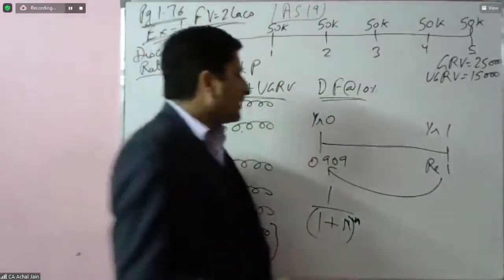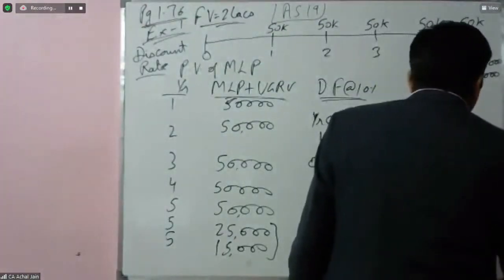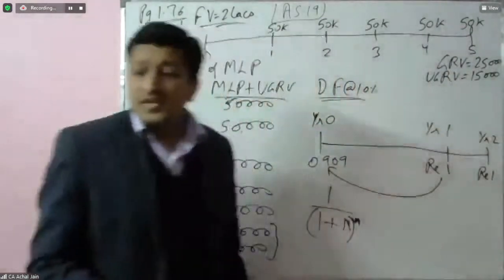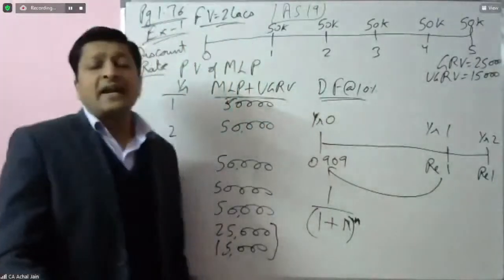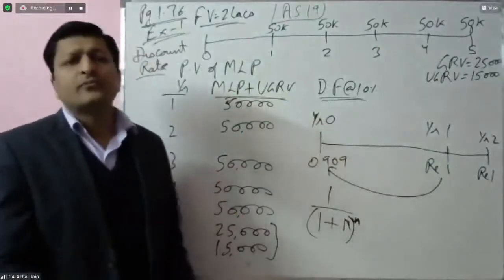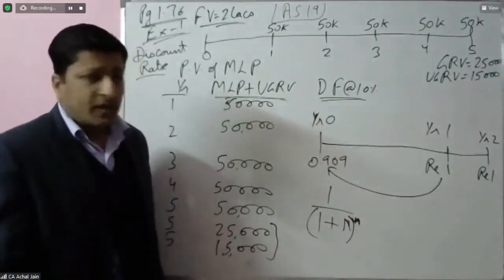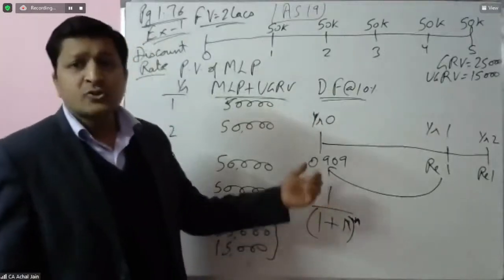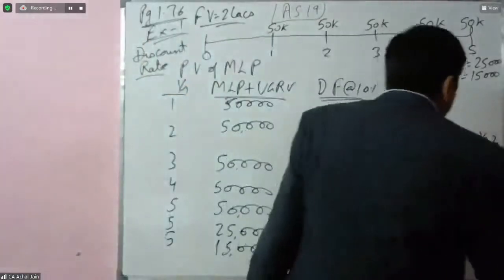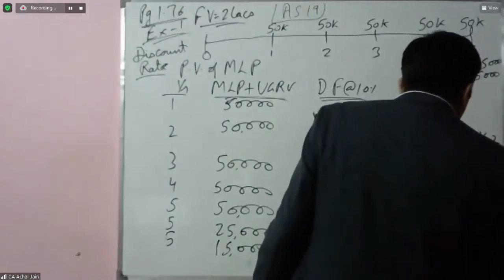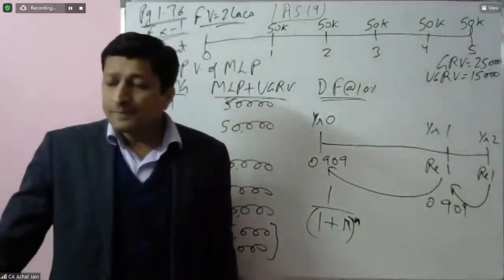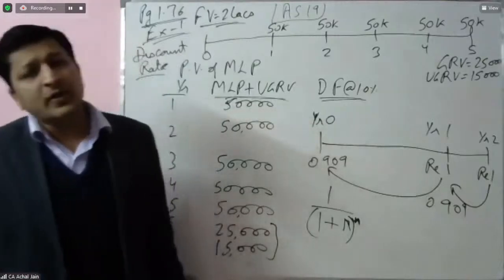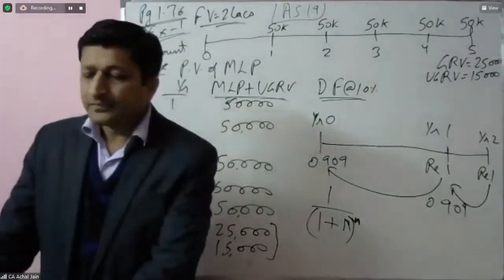Similarly, if we have to check rupee 1 at the rate of 10% at the end of 2 years, what will be its present value, meaning today? First of all, we bring it over here. This becomes 0.909, which will then be further discounted and become lower than 0.909. It will be 0.826. Correct?